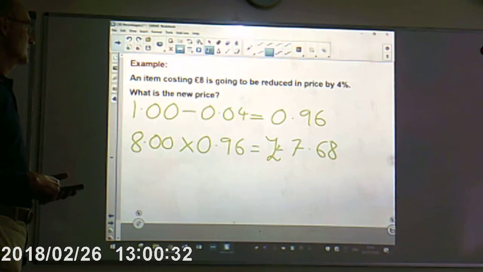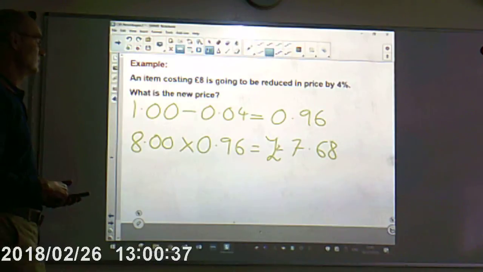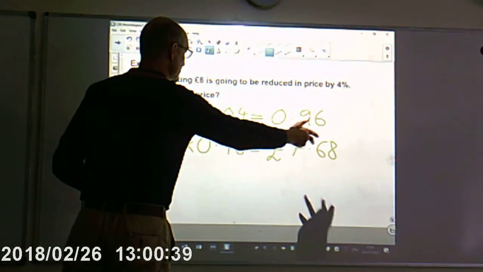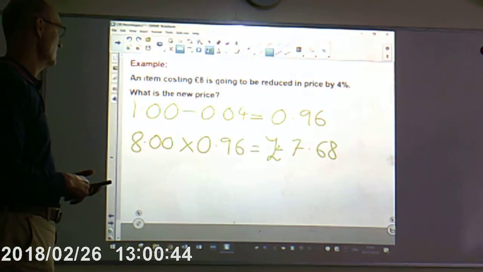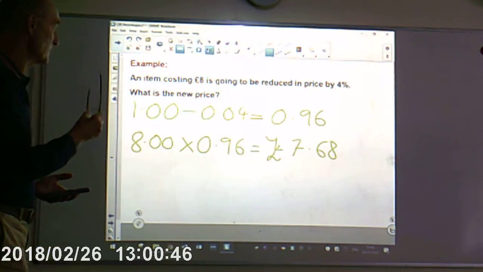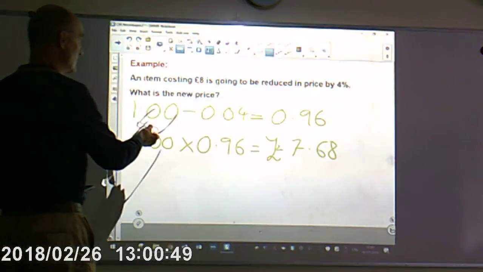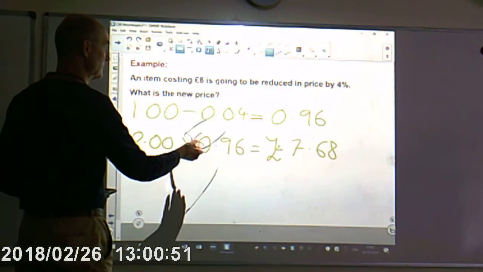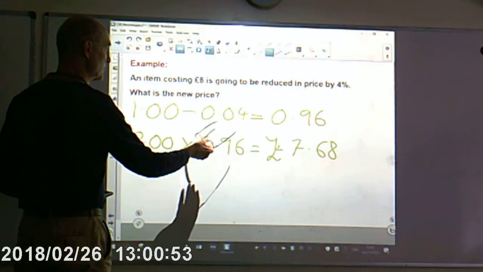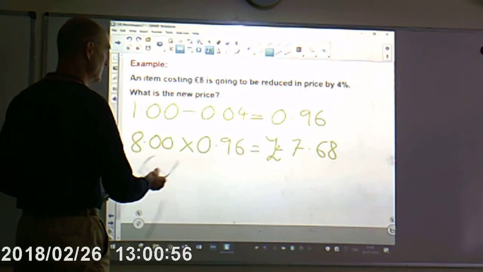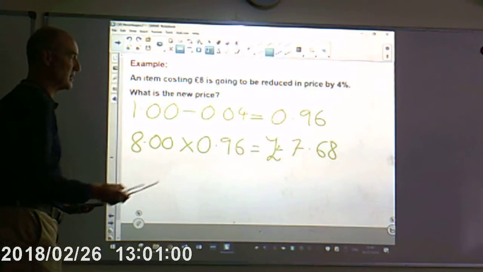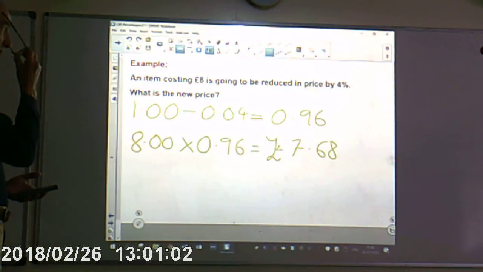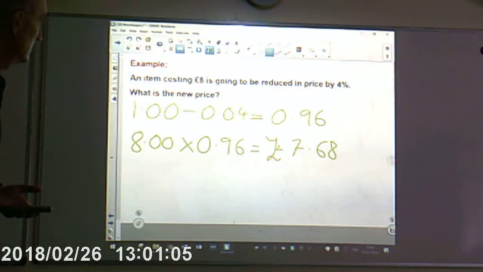10% of £8 is going to be 80 pence, half of that's 40 pence, so roughly 40 pence, a little bit less than 40 pence taken away from our £8, £7.68. Yeah, that's a reasonable type of answer. I'm quite happy with that. So we've started off with our whole one, we've taken away the percentage that we're reducing in price, 0.04, and used that multiplier on our initial cost to get our new reduced price. Okay.